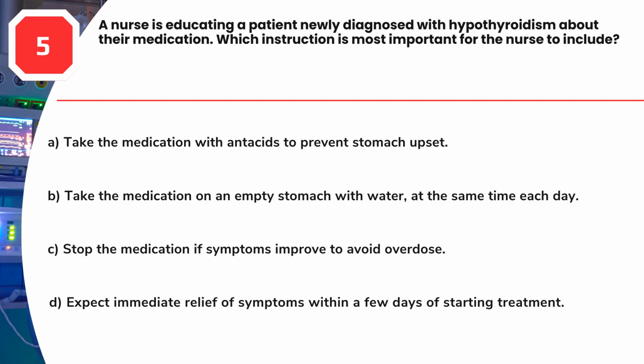Question 5. A nurse is educating a patient newly diagnosed with hypothyroidism about their medication. Which instruction is most important for the nurse to include? A. Take the medication with antacids to prevent stomach upset. B. Take the medication on an empty stomach with water, at the same time each day. C. Stop the medication if symptoms improve to avoid overdose. D. Expect immediate relief of symptoms within a few days of starting treatment.